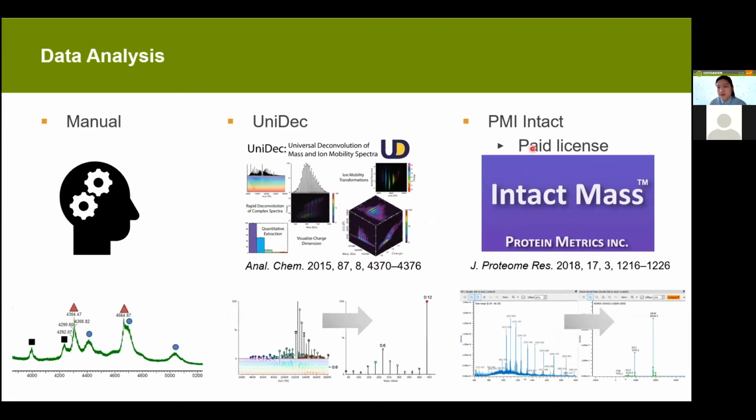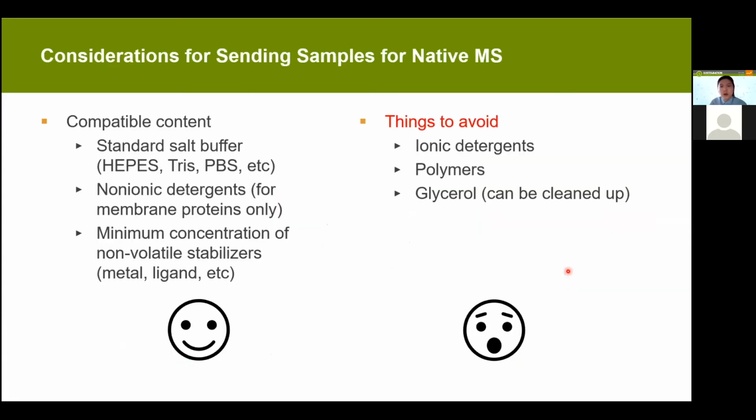We also have Intact Mass from Protein Metrics at EMSL. It's a paid software license, and it will also help us to deconvolute the raw data into intact mass distributions. So if you are interested in sending samples for native mass spectrometry analysis at EMSL, there are several things you need to consider.